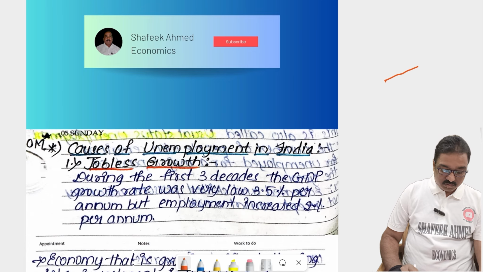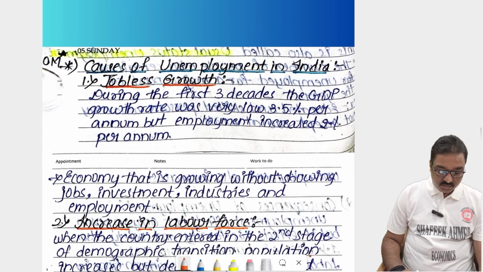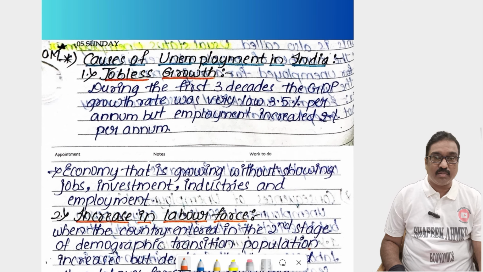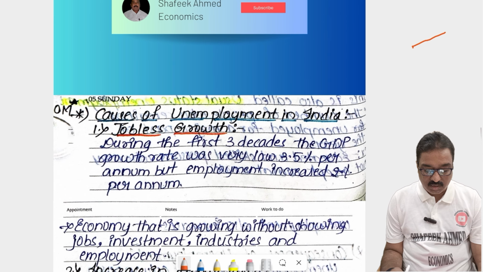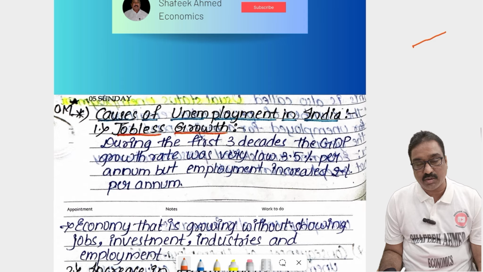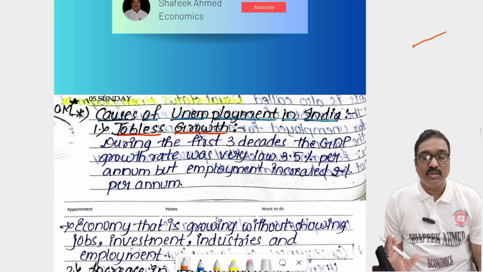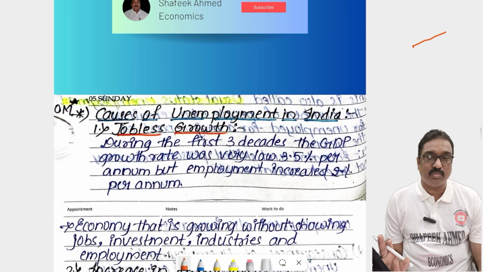Okay, so listen here. First, what are the causes of unemployment? First of all, what is the meaning of unemployment? You know that nowadays unemployment is a burning problem in our India. Unemployment is nothing but when people are willing to do work but never obtain any job opportunities. That situation is called unemployment.